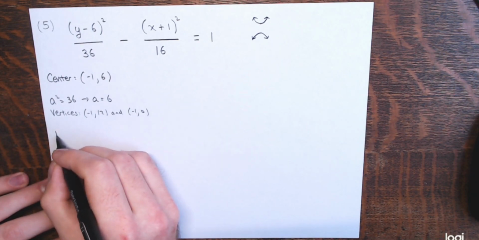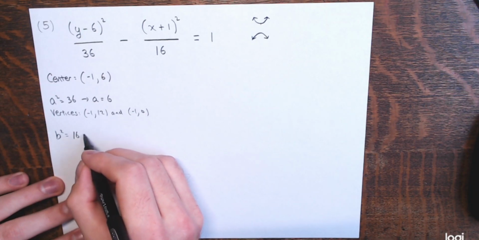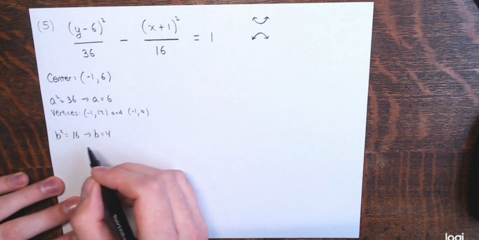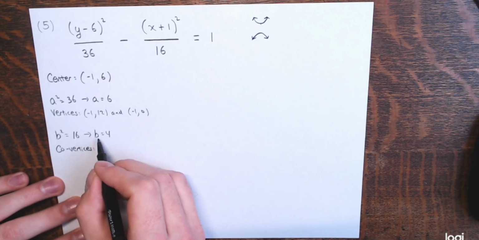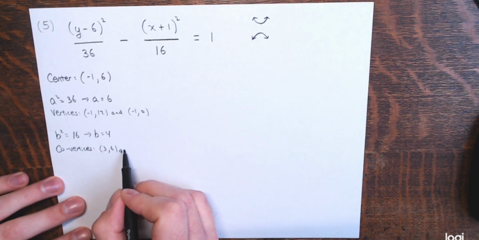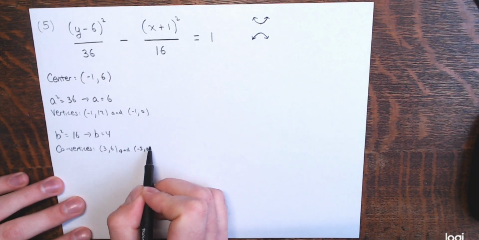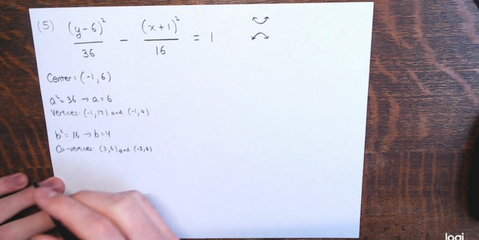B squared is the other denominator, 16, right? So b is 4. So the co-vertices, I'm going to add and subtract 4 to the x coordinate of the center. We'll be at 3, 6 and negative 5, 6. Right, that was adding 4 and subtracting 4 to the x coordinate of the center. And I can tell you the asymptotes right now as well too.